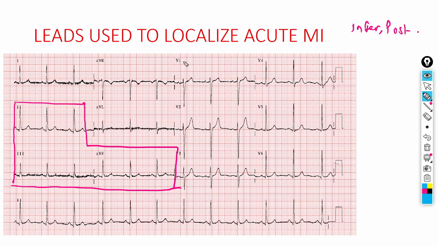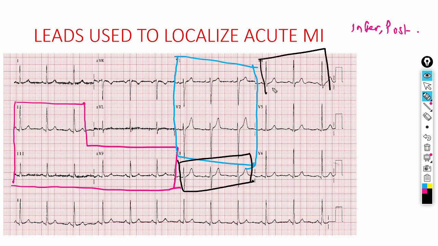On the other hand, V1 and V2 are our anteroseptal leads and tell us about anteroseptal MI. V3 and V4 are our anterior wall leads. Anterior wall. V1, V2 is anteroseptal.